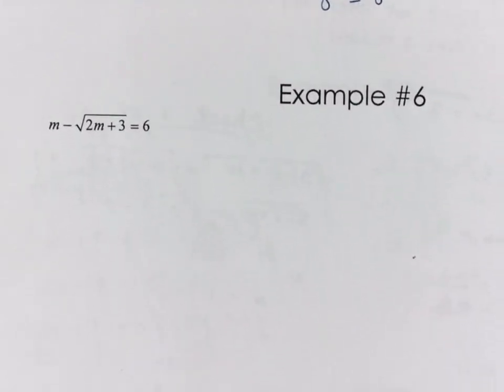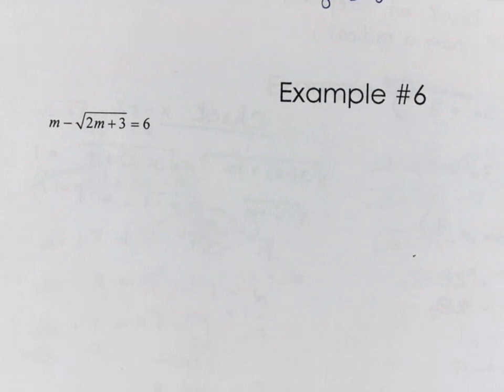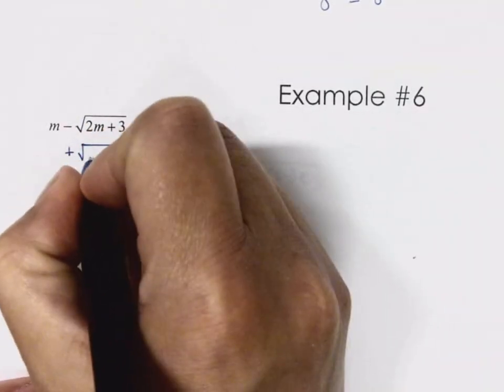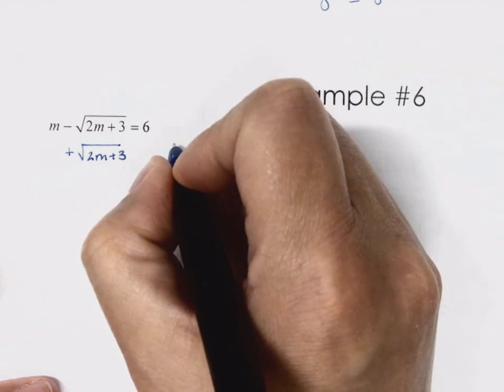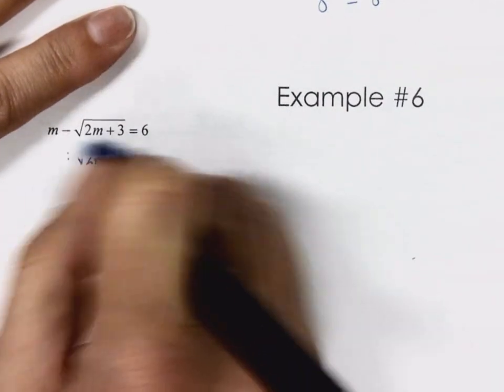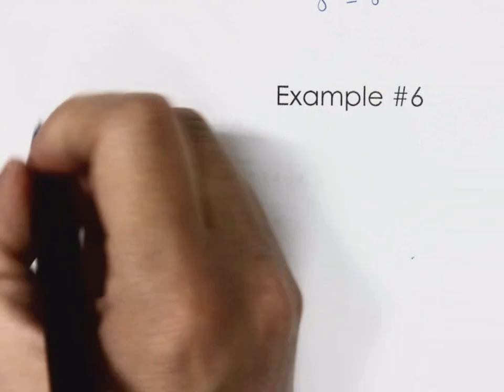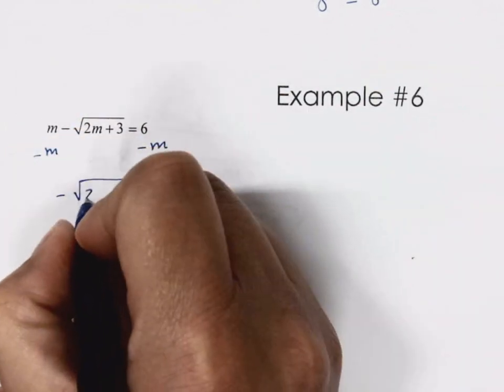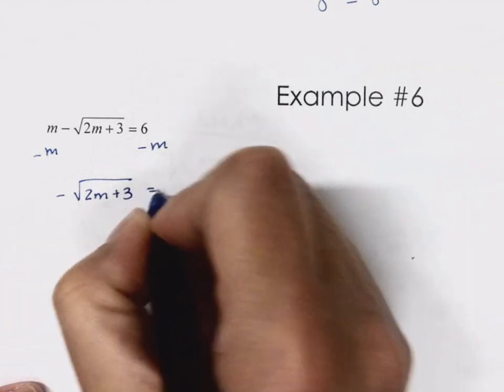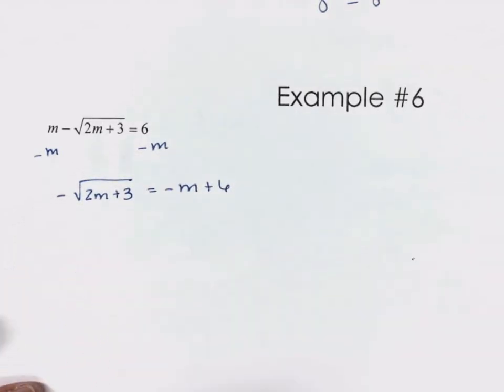Okay, here we go. We need to isolate the radical. Now, I'm going to make my radical positive, but this is what I've seen. I've seen this plus root 2m plus 3. No, I'm lying. That's what I would do. But what I've seen here is minus m minus m. So I'm going to have a negative 2m plus 3 equals negative m plus 6.